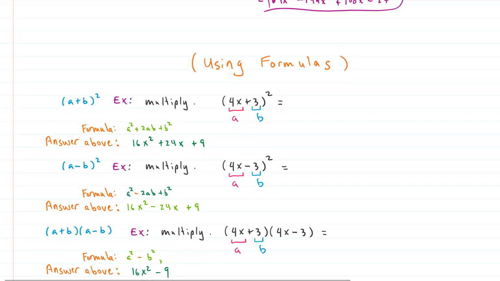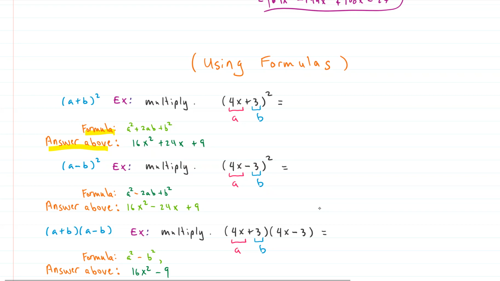So I have all of the formulas written out. You can see the formula, and then I have the answer that we got when we did the multiplication above also for each of these. So you should see that we get the same thing regardless of if we use the formula or not, or at least we should. If we don't, we know that I've made a mistake somewhere.